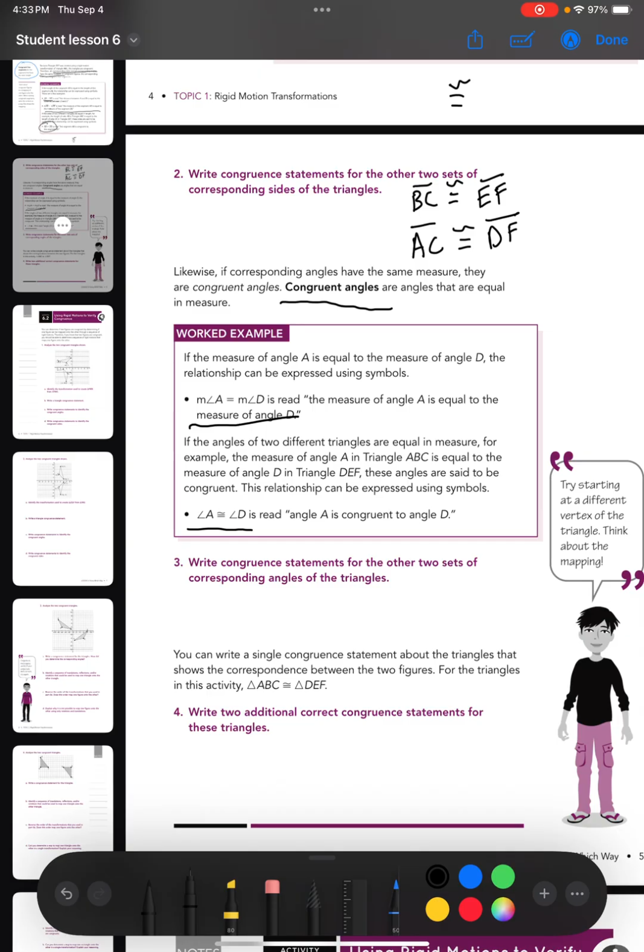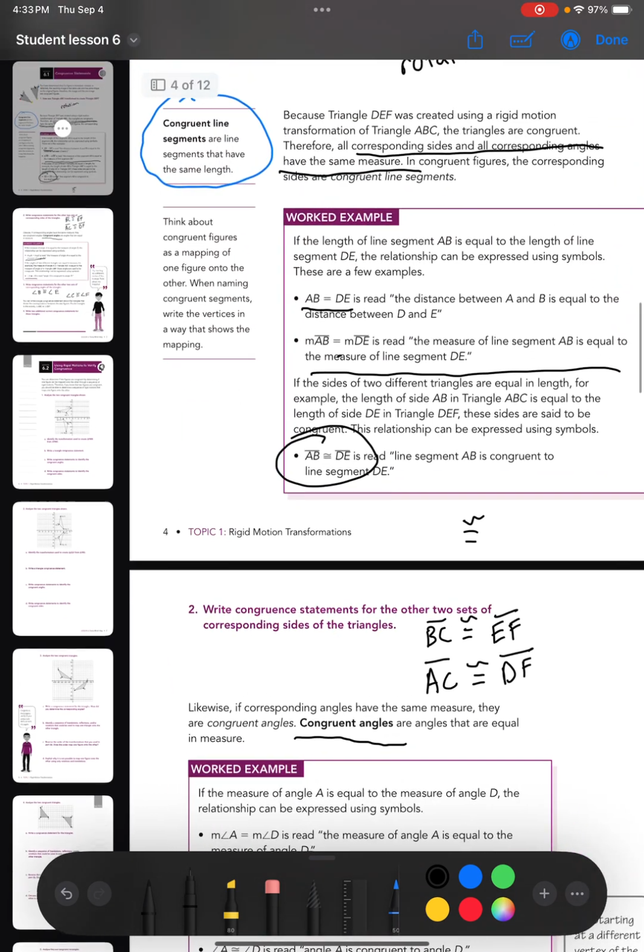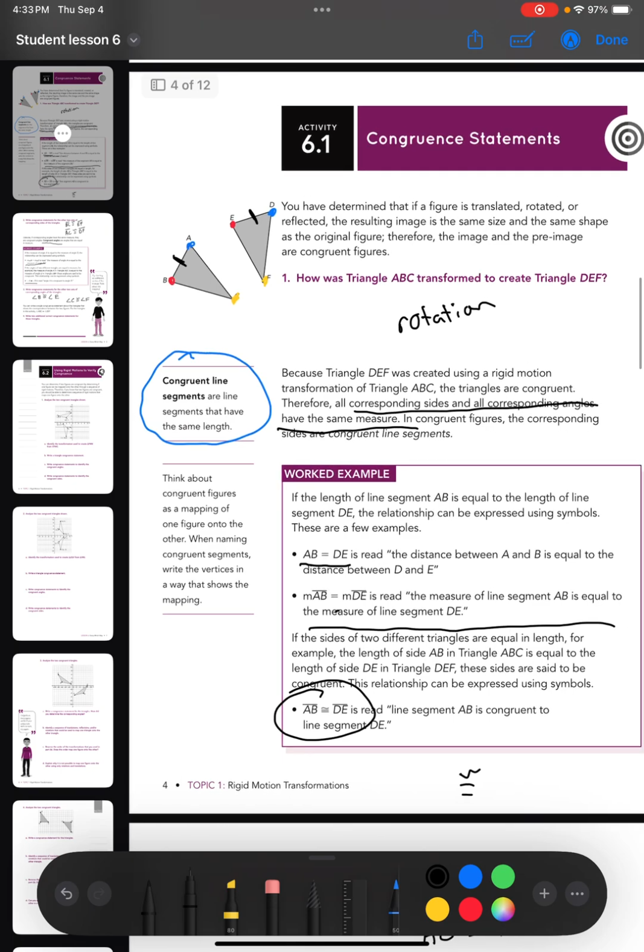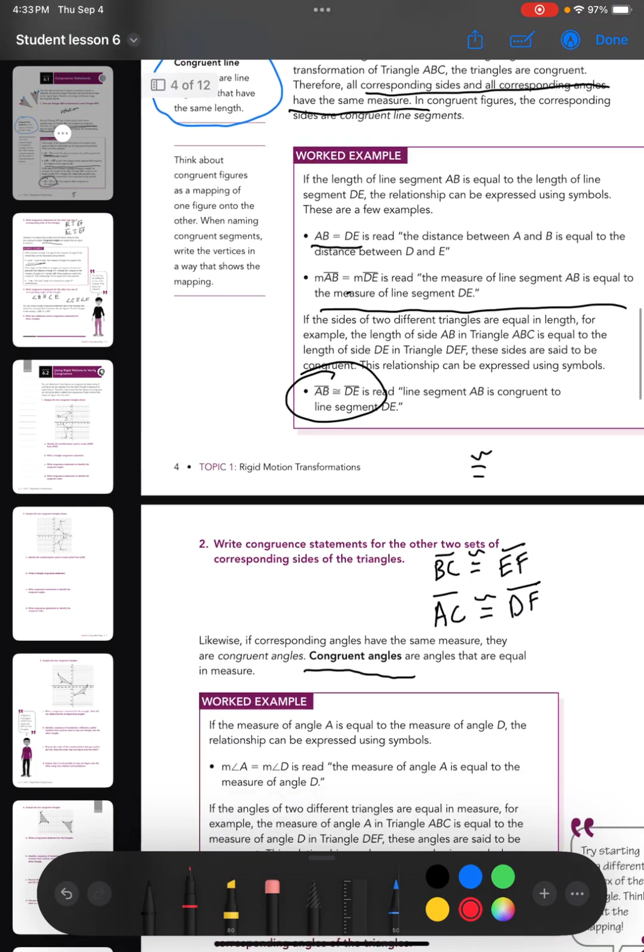So again, if we want to write congruency statements for the other angles, we could say angle B is congruent to angle E, and angle C is congruent to angle F, going back to that original triangle. When I scroll back up, you can take a look at that. So B to E, we said. So again, here was angle B, here was angle E. Those corresponding angles would be congruent.